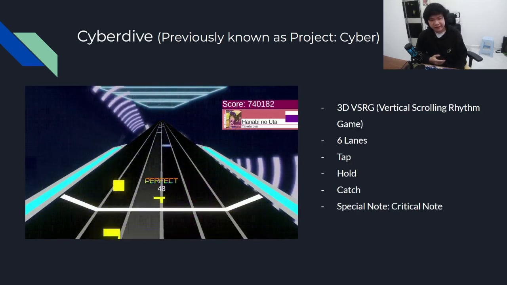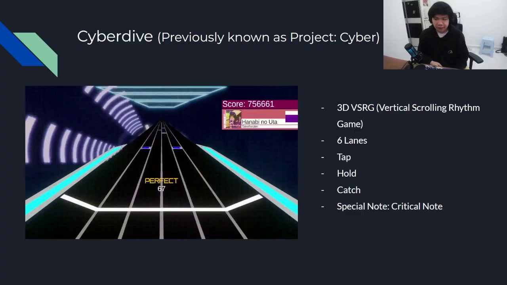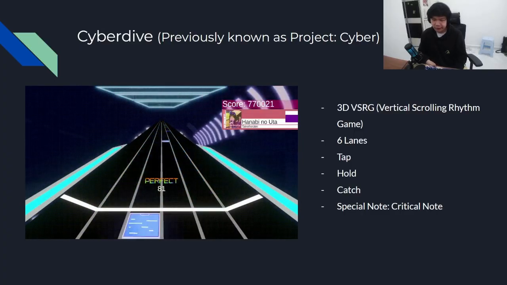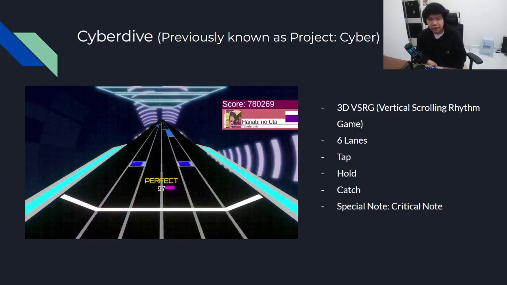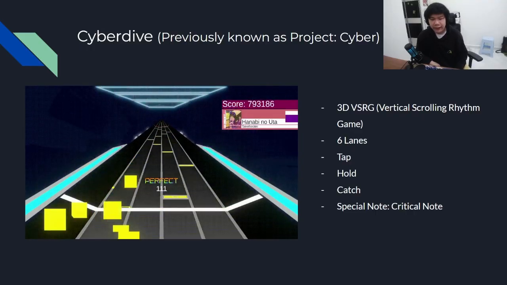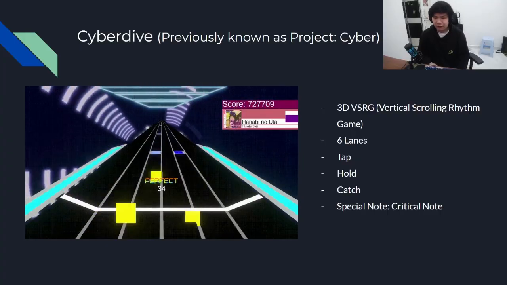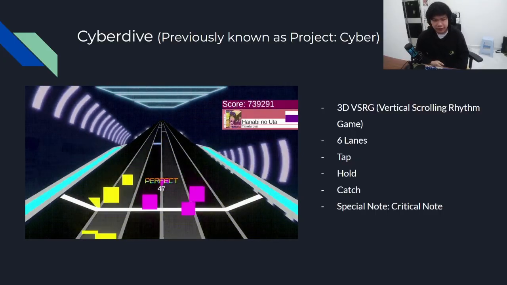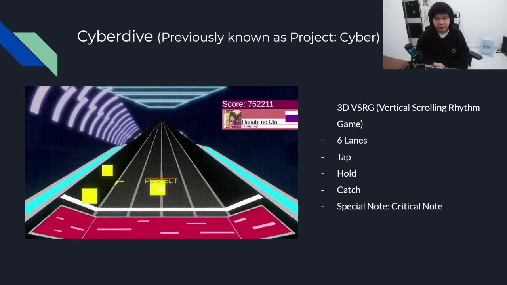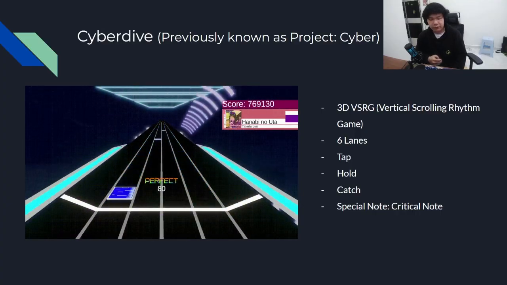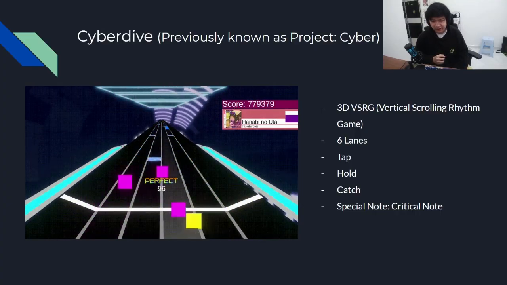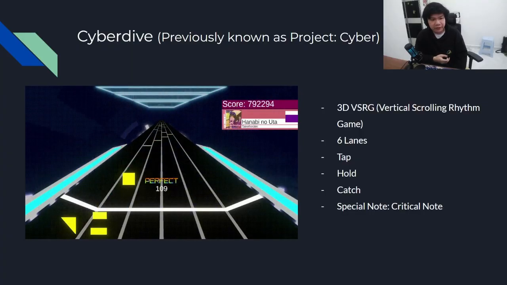So, what is Cyberdive? Cyberdive is a 3D vertical scrolling rhythm game that has 6 lanes, which includes tap, hold, and catch, so players can tap, hold, and catch to the beat. We also added a special note called critical note, which is a red note that covers the entire lane and players require the spacebar to press on the note, which is just now the red bar that you see.